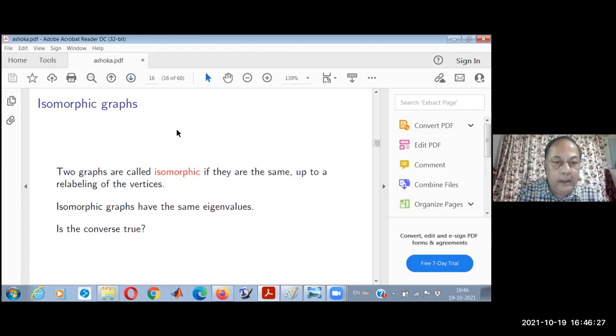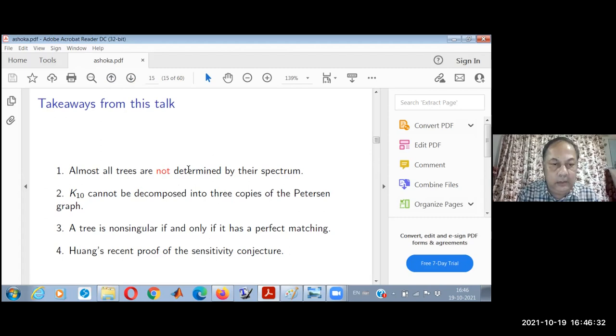Okay, so let me start. These are the problems I'll consider. Isomorphic graphs determined by the spectrum. Then this is an interesting problem, commonly presented in undergraduate colloquium, that the complete graph on 10 vertices cannot be decomposed into 3 copies of the Petersen graph. I'll show you the Petersen graph. Then non-singular graphs. Non-singular graph means the adjacency matrix is non-singular. Non-singular graphs cannot be characterized in general, but for trees, it is a very interesting characterization. And then Huang's proof.